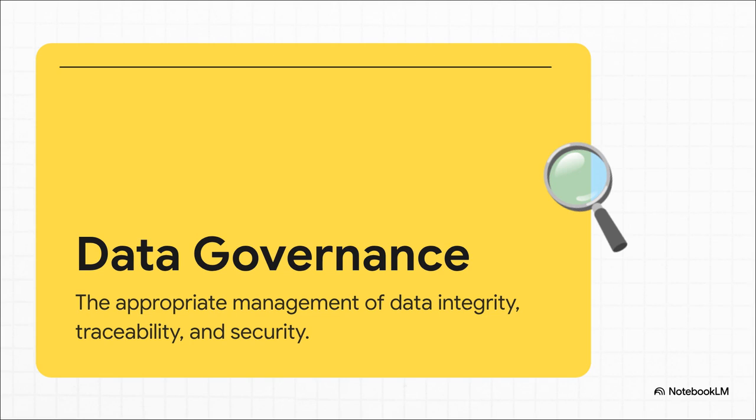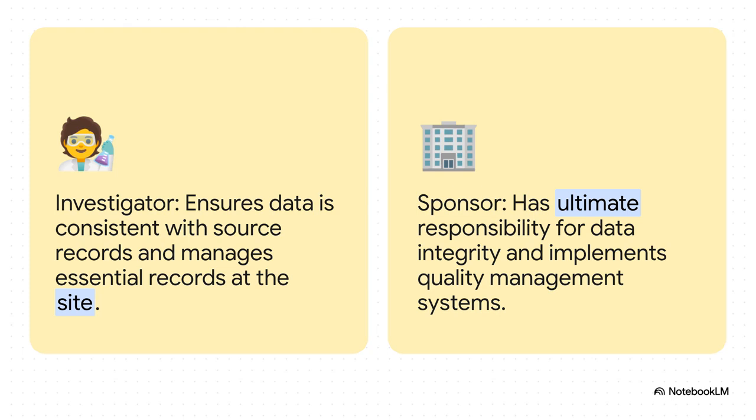First, let's get our core concept defined. Data governance is really about the active, responsible management of clinical trial data. It means ensuring that data has integrity, that it's traceable, and that it's secure, from the moment it's created to the moment it's archived. Now, this is a crucial point. This is not a one-sided duty. It's a true partnership between the investigator and the sponsor. While the sponsor has that ultimate responsibility, the investigator is right there on the front lines, reviewing data and making sure it aligns with the source records. Both roles are distinct, but they have to work together to ensure total data integrity.